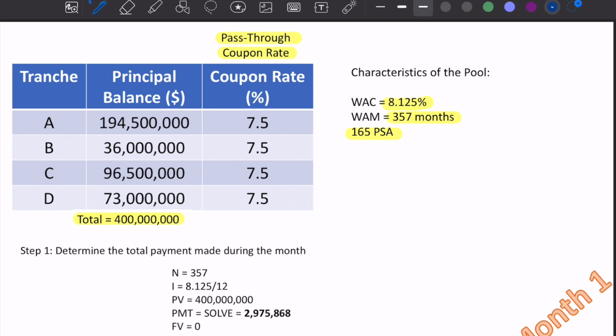First up, we want to determine the total payment that's going to be made. First, we have our weighted average maturity, so that's our 357. Our I is our weighted average coupon, right? The rate that homeowners are paying. We're making it monthly. Present value came from our total principal balance. I didn't put a negative sign in there, but I would make that your negative value. And then you're solving for what the payment is. Now, this payment number is what we're going to divide into scheduled principal and interest.